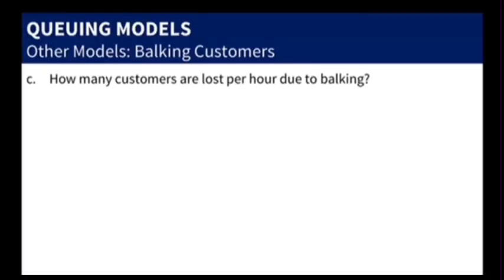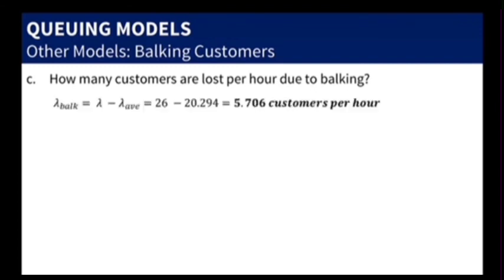For the last question, how many customers are lost per hour due to bulking? Lambda bulk is the difference of lambda and lambda average. Lambda is the rate of customers trying to enter the tea shop, while lambda average represents those who actually entered. The rest would be the bulking customers.